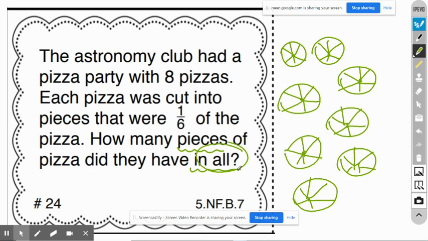Come on, babe. How many slices do you have in all? How many? You may have miscounted a little bit. You were close. It's 48.